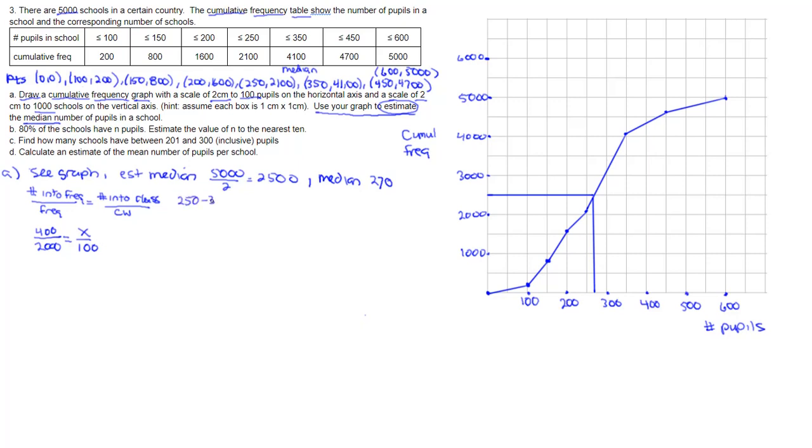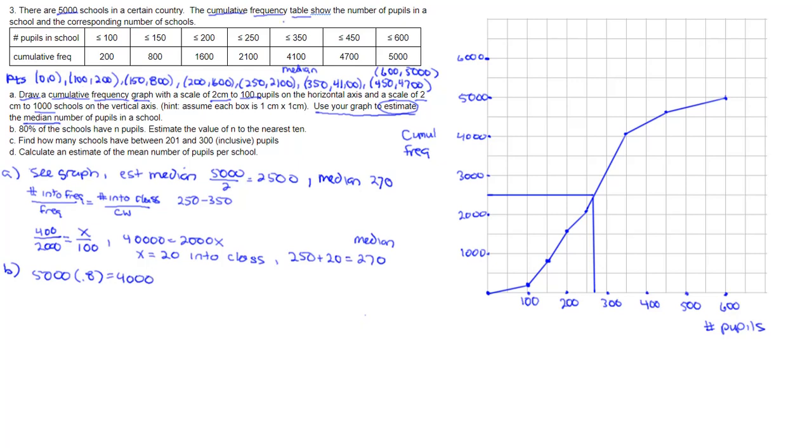If we multiply 400 times 100, that's going to give us 40,000, and then we have equal 2,000x. We find out that x is equal to 20. Now we have to go 20 into the class boundary, so 250 plus 20 is 270. And if you take a look at our graph, that's kind of like what it looks like.